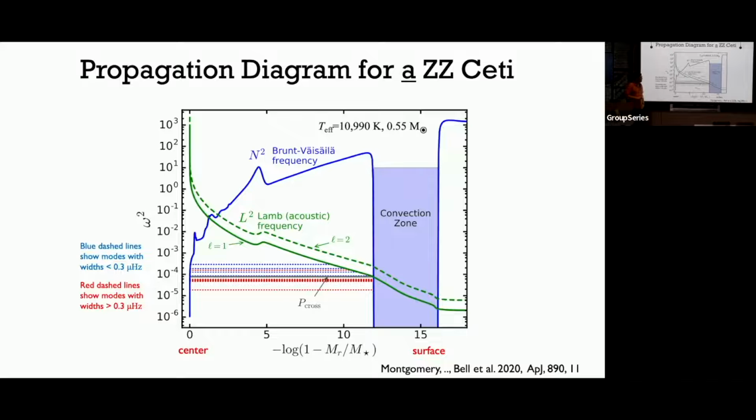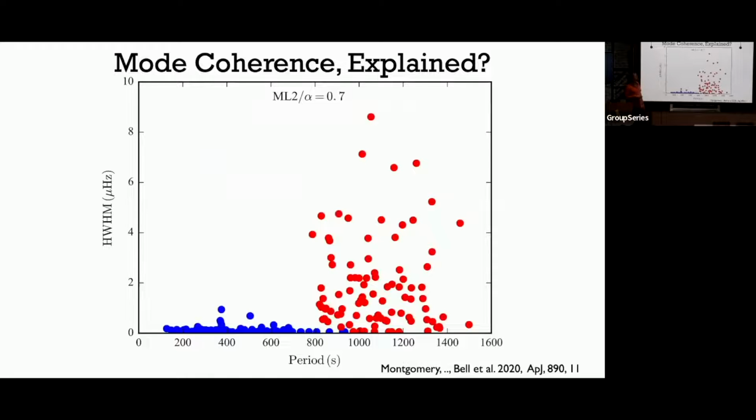Now there is one red line for this particular star right here. We could understand that being incoherent if it's an L is 2 mode, because then it propagates out past this Lamb frequency for L is 1 modes out here to the convection zone, which could cause it to be incoherent. So I think this is a really clean description of why we see this type of behavior, this dichotomy of mode coherence in pulsating white dwarf stars.